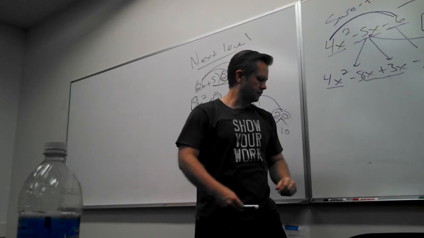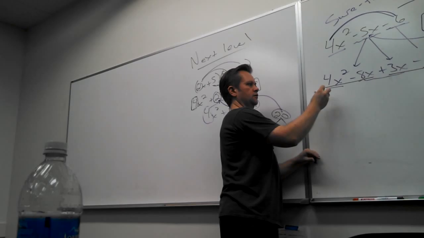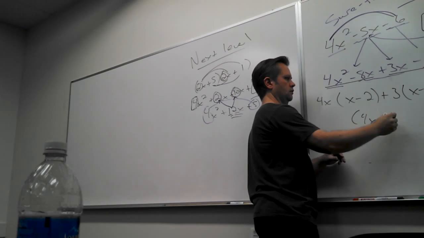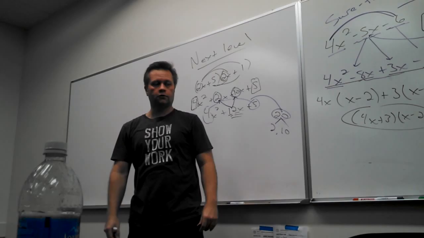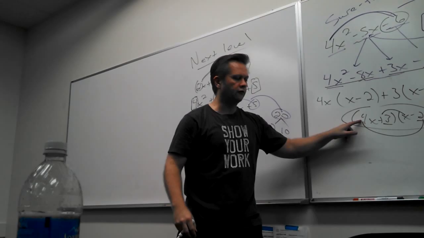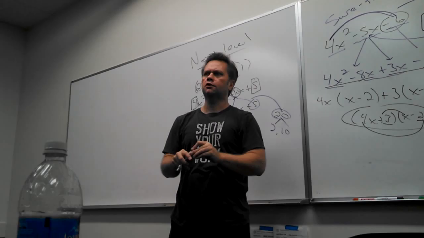What comes out of those first two? 4x, and what's left? x minus 2. Good, plus 3. So then you get 4x plus 3 times x minus 2. So there's your negative 6, right? 3 times negative 2. But the middle term is not 3 minus 2. That doesn't make negative 5, right? Negative 8 plus 3 makes negative 5. So the first number, whatever might be in front, does mess with my middle term. So I can't use the exact same process I could before. It's going to be a little bit harder.